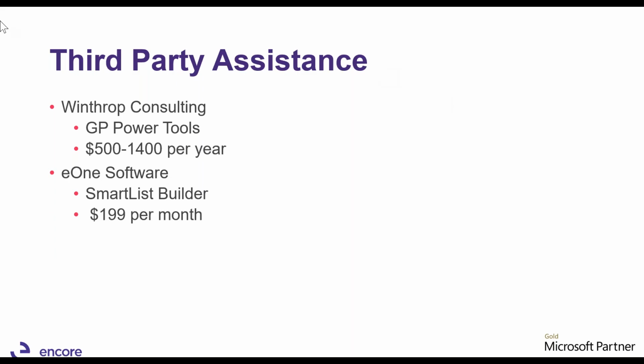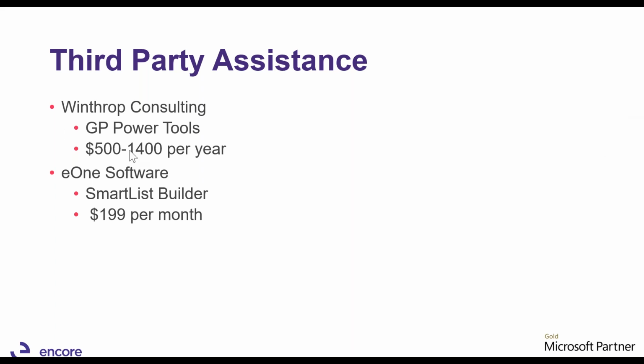I'll just talk briefly about the Winthrop tools and the E1 software. Winthrop itself runs, for a single module, 500 to 1400. They have 3 different modules, and I have all 3 loaded here depending on what you're trying to accomplish. Winthrop also looks after your security. So if you're struggling with security, it allows you to figure out very quickly why somebody can't get access to a specific window. From a security standpoint, the power tools is very, very good.